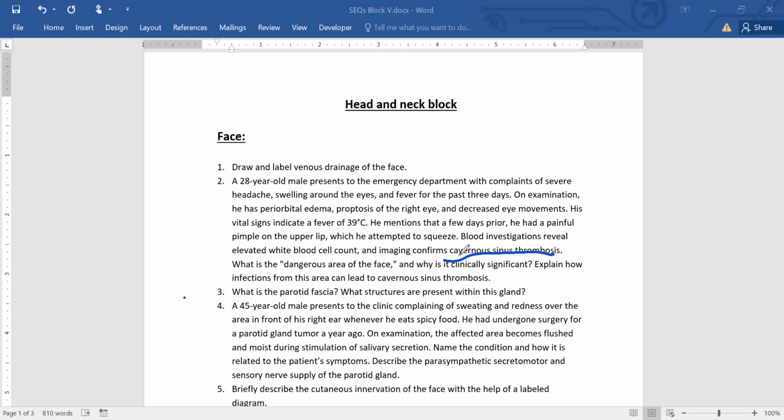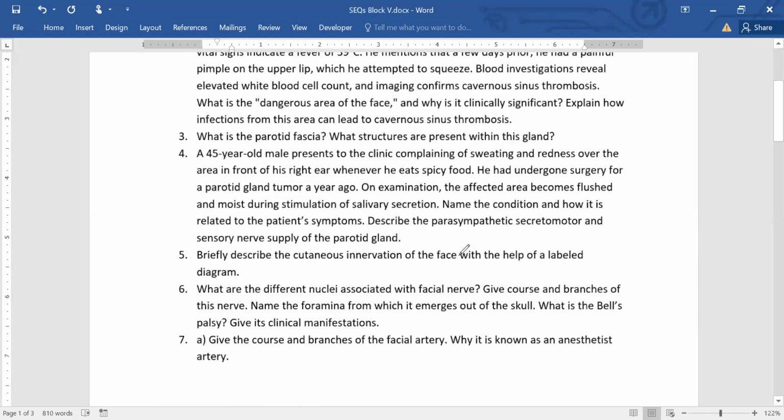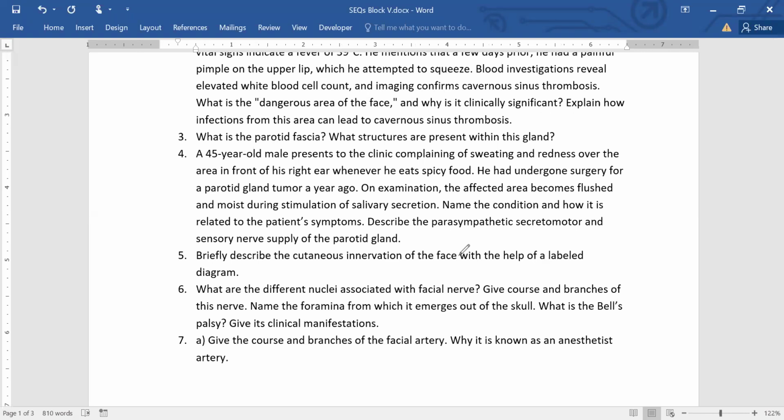So next is the question regarding the parotid gland. What is parotid fascia, and what structures are present within this gland? So you have to tell about the structures present in the substance of the gland.